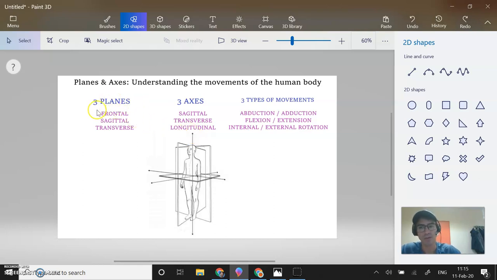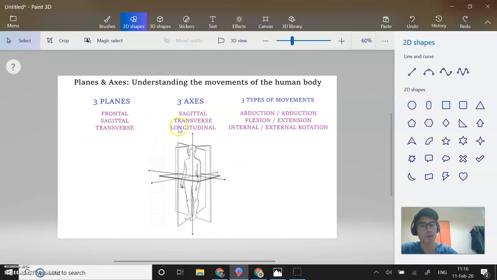Now let's move on to the three planes. We have the frontal, which is this one, and kind of looks like a door frame. So imagine me going through that door frame. That's the frontal plane. And it divides the body front and back.